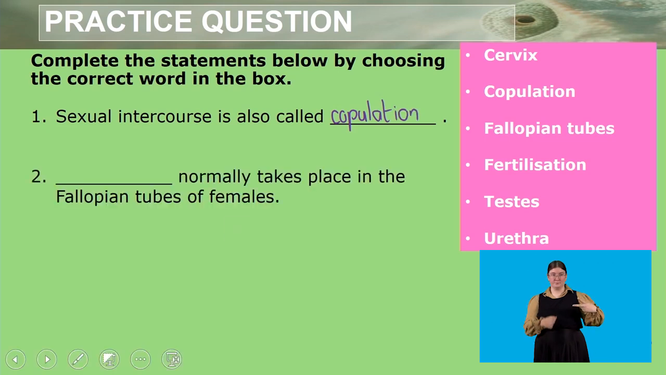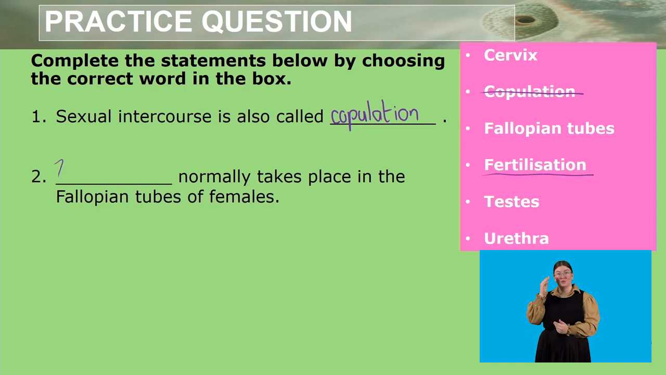Okay, number 2. So something here, we don't know what it is, we have to find out what it is. It normally takes place in the fallopian tubes of females. We've used copulation, cervix, we know is an organ, ovum is a cell. We are not being asked about the fallopian tube, but we are asked about a process that happens in the fallopian tubes. We know that the sperm cell fuses with the egg cell in the fallopian tubes through a process called fertilization.